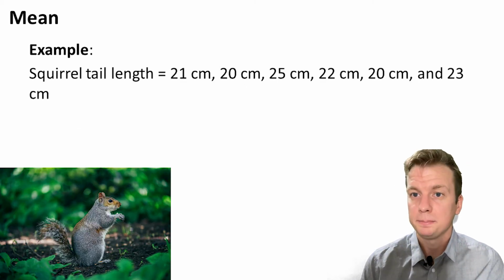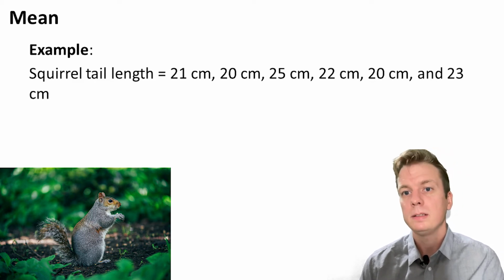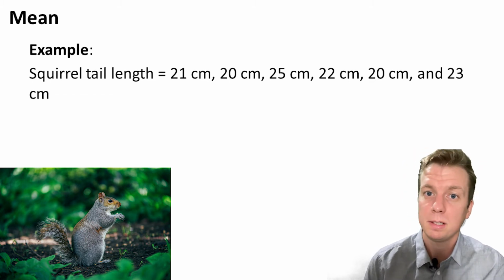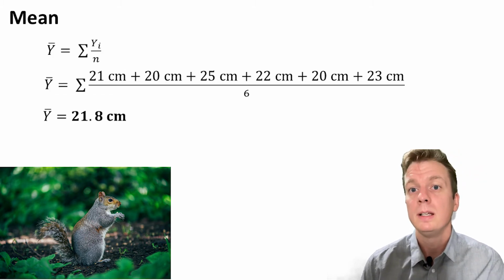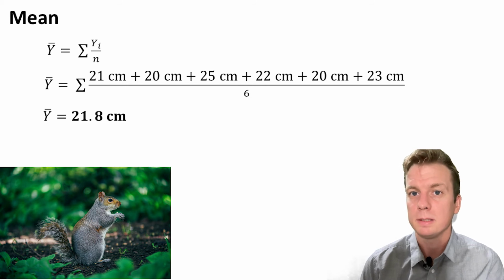For example, if we take tail length of 6 squirrels and find that they are 21 centimeters, 20 centimeters, 25 centimeters, 22 centimeters, 28 centimeters, and 23 centimeters, the mean would be 21 plus 20 plus 25 plus 22 plus 28 plus 23 divided by 6, which equals 23.2 centimeters.